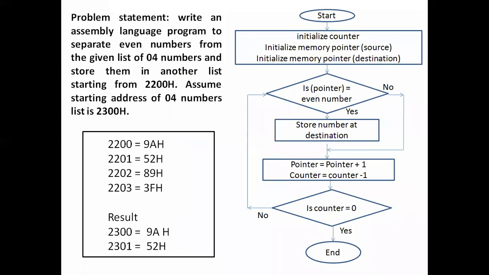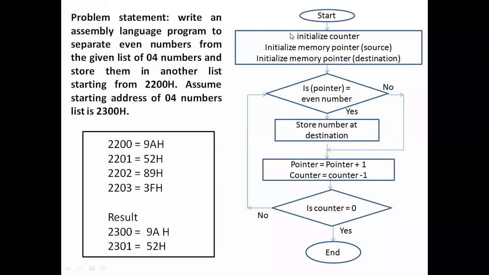The next program is: write an assembly language program to separate even numbers from a given list of 4 numbers and store them in another list starting with 2200. Assume that the starting address of the 4 number list is 2300. So what I mean to say is that there are 4 numbers which are given and these 4 numbers are available at 2200. And out of these 4 numbers, you have to test whether the number is an even number. If you find that it is an even number, you store that number at 2300.